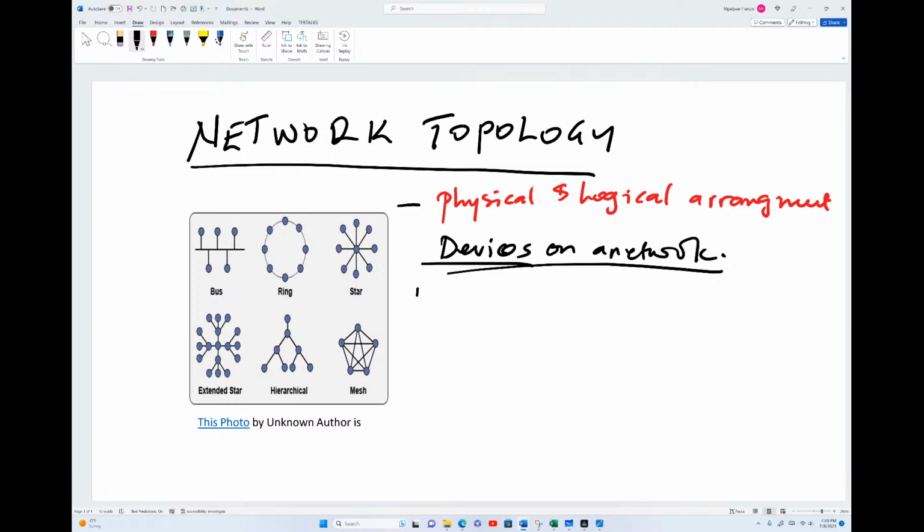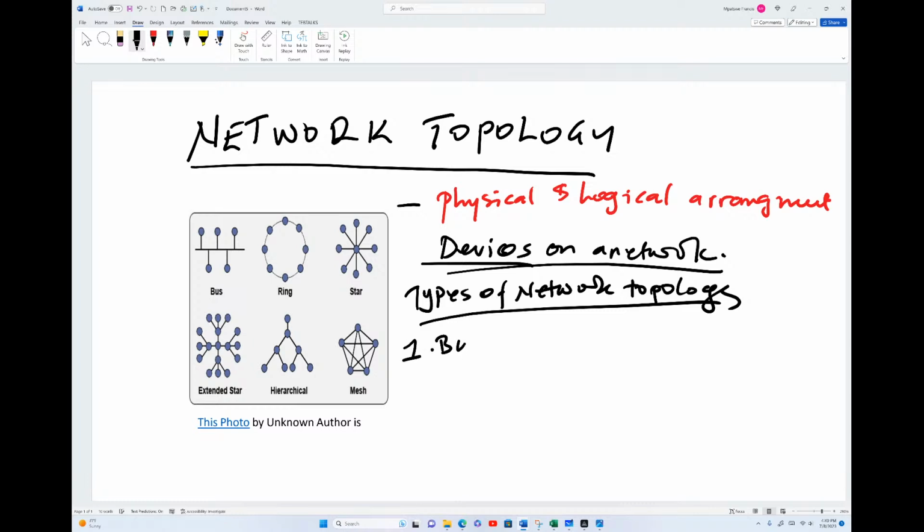So we're going to look at types of network topology. As illustrated in the diagram, the first one is the bus topology.